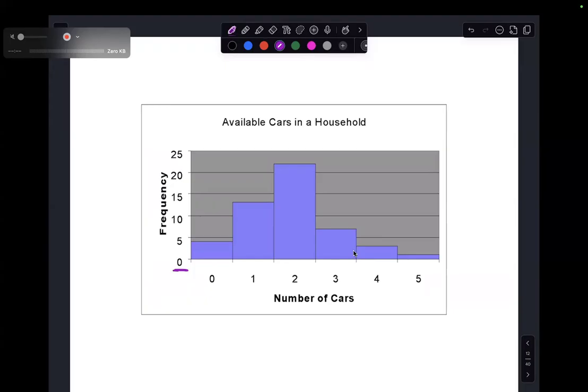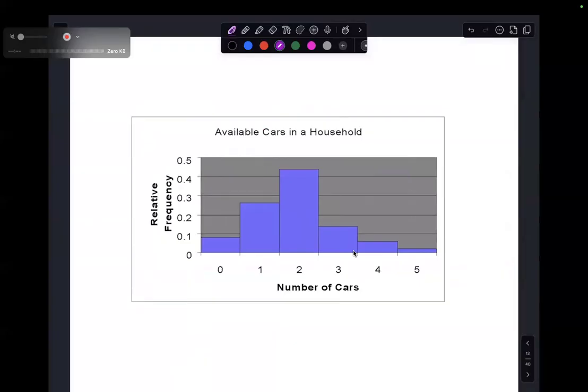You need to have a title. We need to have the axis titles. And then you're going to have these, which are called bins. They're called categories. They call them classes. There's several different names for them. So here I guess they're categories, because I have the category of 2 cars in the household. There were 22 of them. The relative frequency is going to look basically identical. So there it is, but it just has relative frequency instead of frequency.